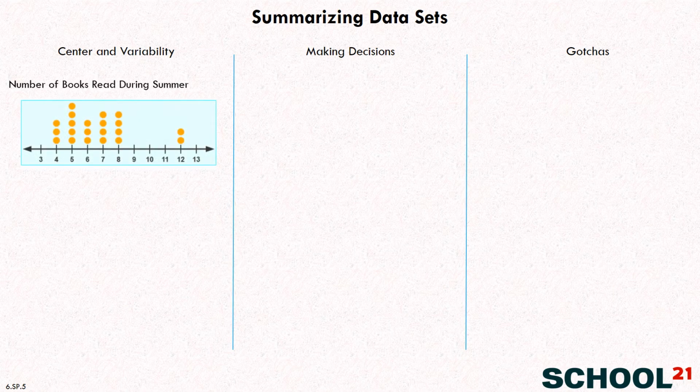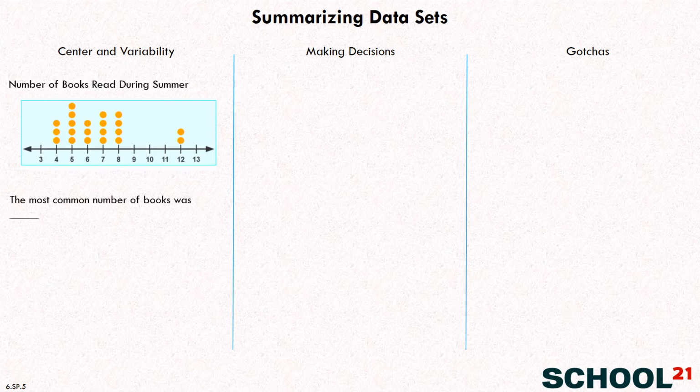Here is a dot plot of a number of students who read books over the summer. And you can see that each dot represents one student. So it looks like 3 students read 4 books over the summer, and 3 students read 6 books over the summer. 2 students read 12 books over the summer. You get the idea of a dot plot. And we can start to make certain observations just by looking at this dot plot. And that's why graphing things on dot plots and other kinds of graphs is so important.